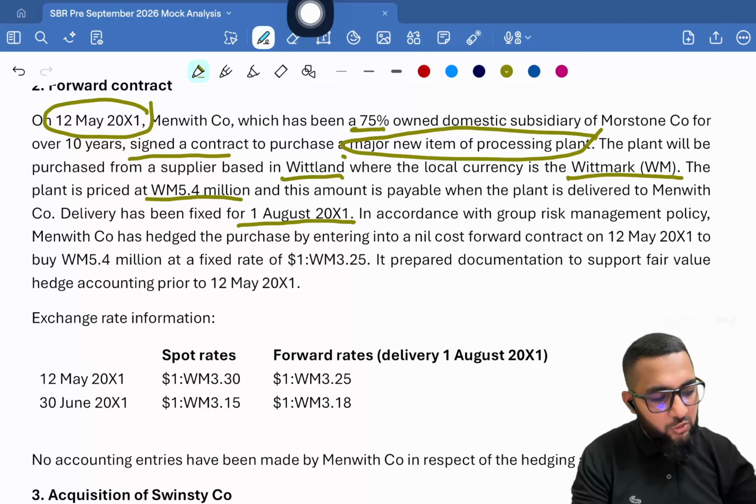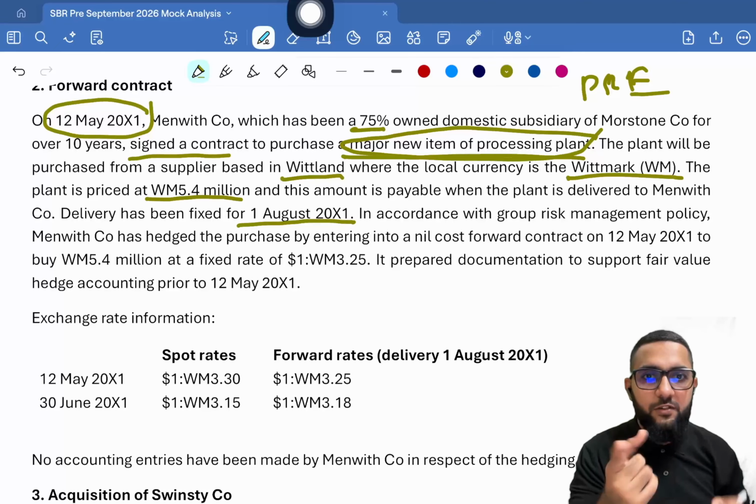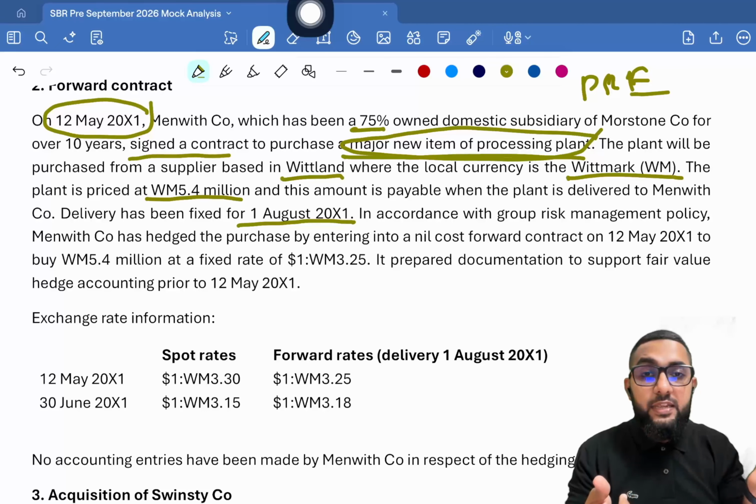The asset's value, a major new item of processing plant. The processing plant is PPE, right? So PPE's asset value will also be fluctuating, while the payment will also be different. So what are the two items here? Fair value, when the asset is recognized in a different currency. Not functional, presentation currency, right? So it is translated into the dollar, which is the presentation currency.